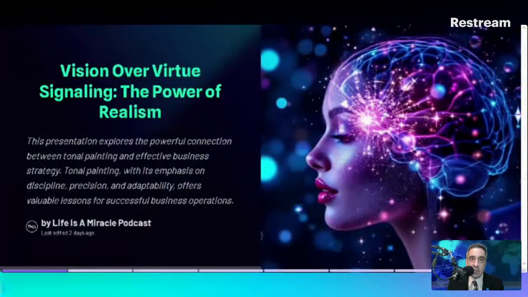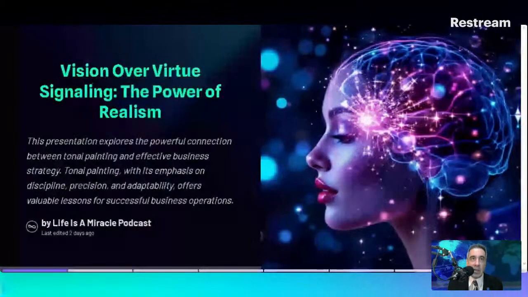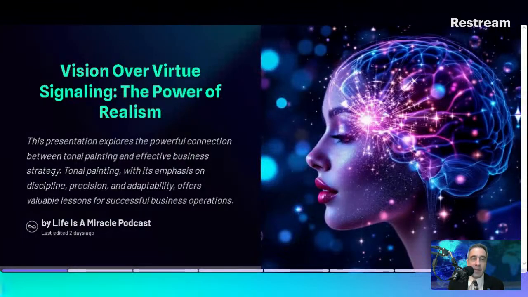I'm in the screen share thing, and it didn't share the screen. Right there is the screen share. So, right.